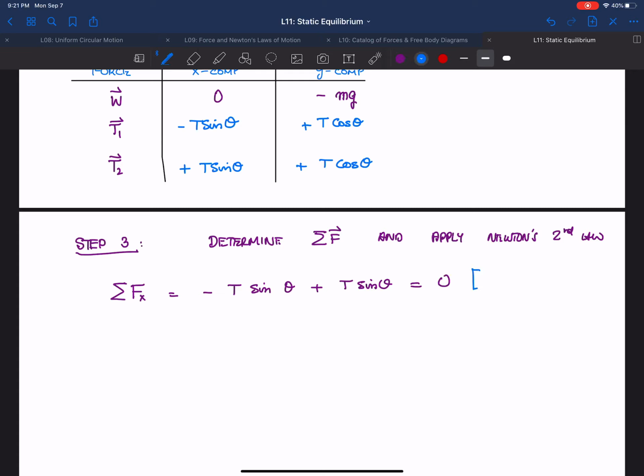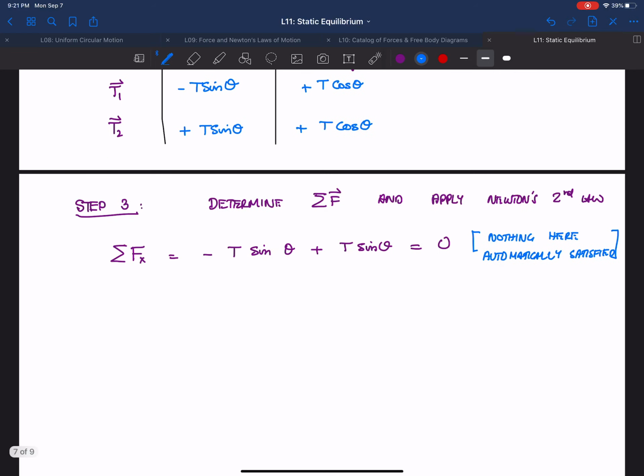So in this particular problem, there's nothing here, by which I mean this equation is automatically satisfied. Whatever the tension is, this equation is always going to be true.